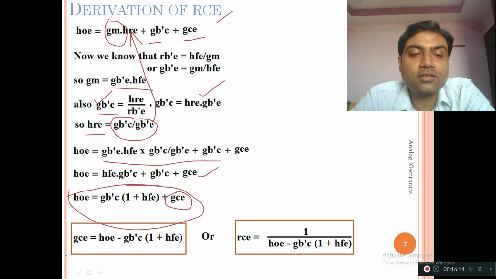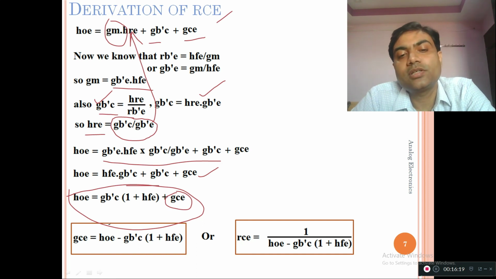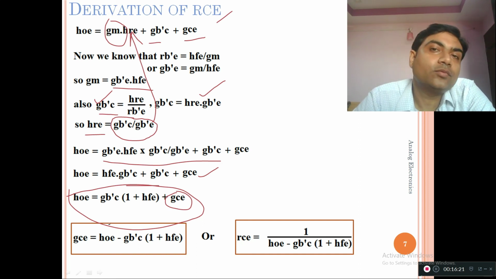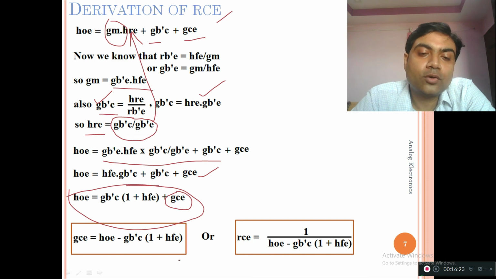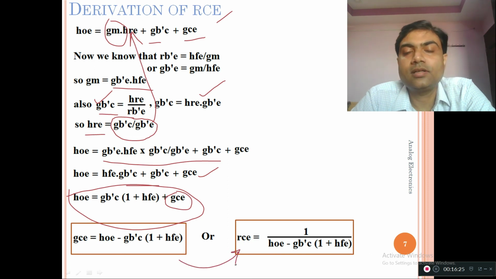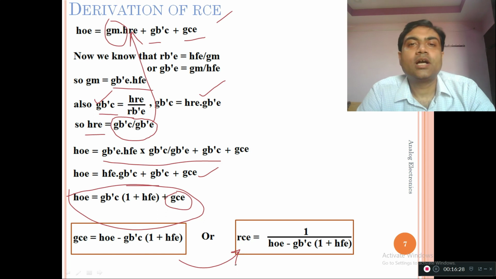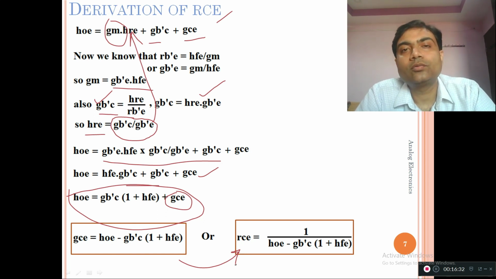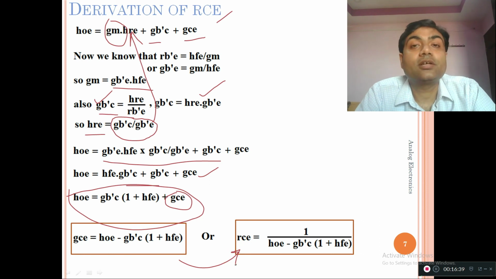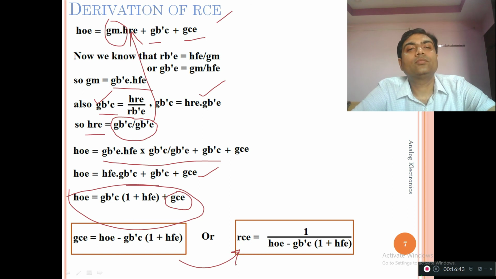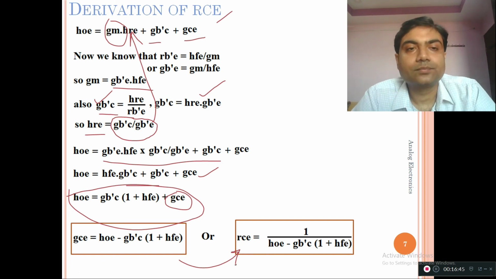What is GC? GC equals HOE minus GB'C plus 1 plus HFE. So I have calculated the value of GC, and by knowing the value of GC you can calculate the value of RC. RC and GC are nothing but opposite to each other, resistance and conductance. So we have calculated the value of RC as well. RC comes out to be 1 upon HOE minus GB'C plus GB'E into 1 plus HFE. So this is how we have calculated the value of RCE as well.